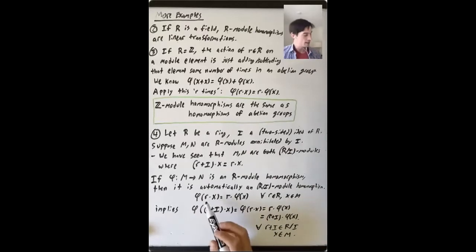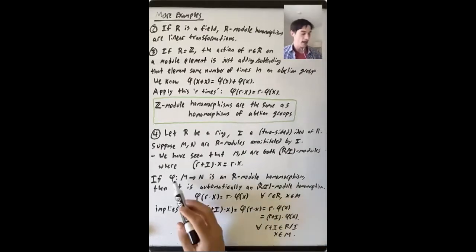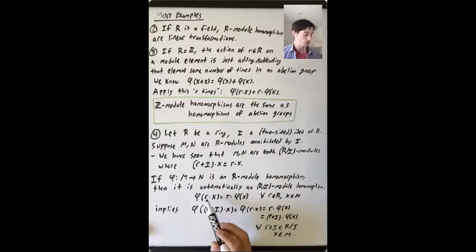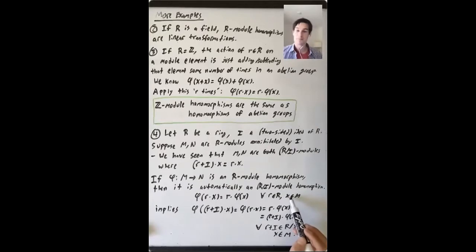So, okay, what has to be true? If phi is an R module homomorphism, phi of r dot x is r dot phi of x for all r in the ring and x in the module M. But this implies that phi of (r plus I) dot x, well, what is that? (r plus I) dot x is r dot x. And then what is phi of r dot x? Well, phi is an R module homomorphism.